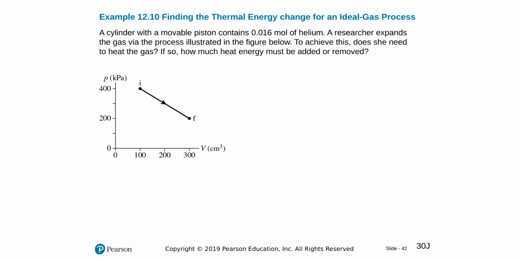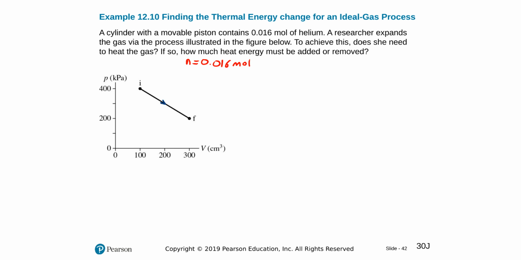We have a cylinder with a movable piston that contains 0.016 mole of helium. So let's put the mole here, 0.016 mole. A researcher expands the gas via the process illustrated in the figure below. We have a PV diagram here. This is the direction of motion. As we all know, we go along the direction of the arrow.